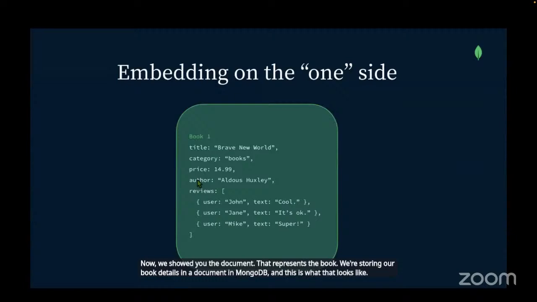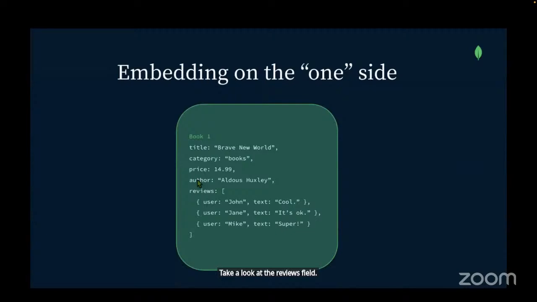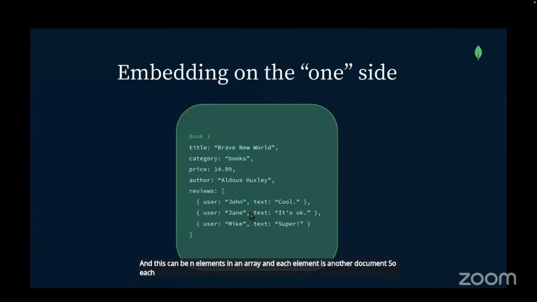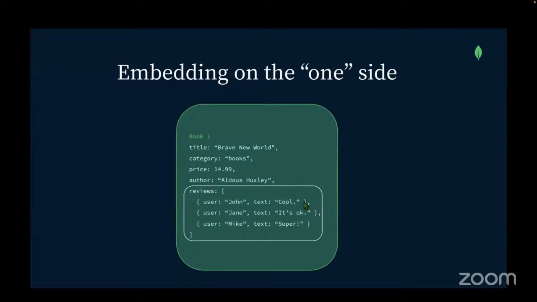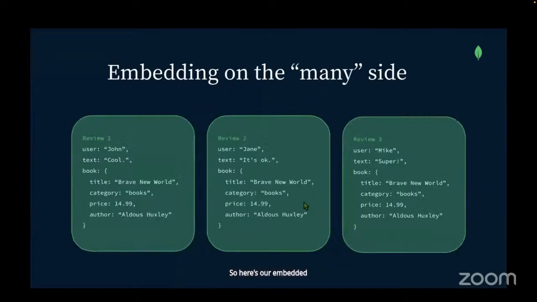Take a look at the reviews field. So our reviews field is embedding an array. That square bracket is an indication that there's an array of data underneath this field, okay? And this can be n elements in an array, and each element is another document. So each review has a user field and a text field. And I would imagine it would have a rating as well. This is kind of an abbreviated example. So here's our embedded field, reviews.